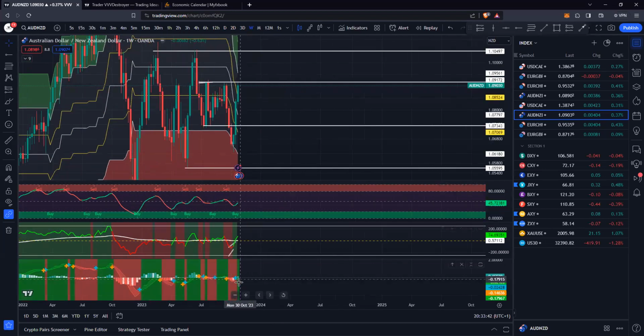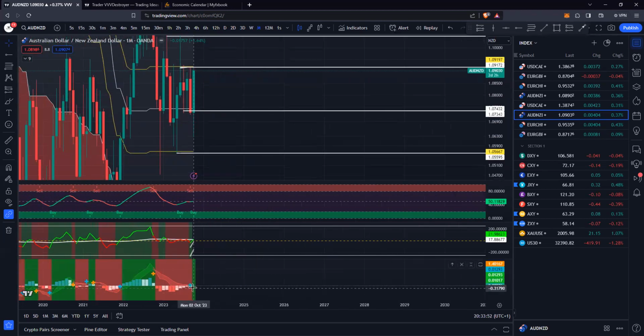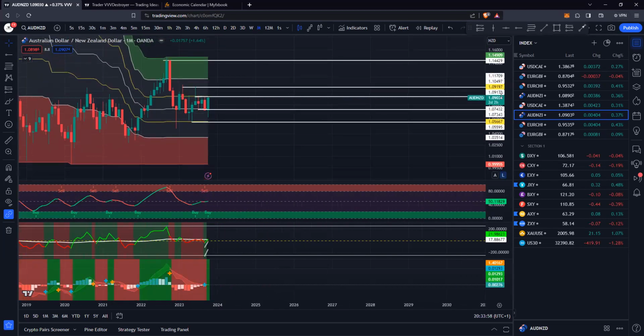And the weekly is everything green. So based on weekly, I would say now the NZD is going up, and based on the monthly, everything has just turned green. So even on the monthly, I would say we are just going to the upside. Okay, after this big rejection.